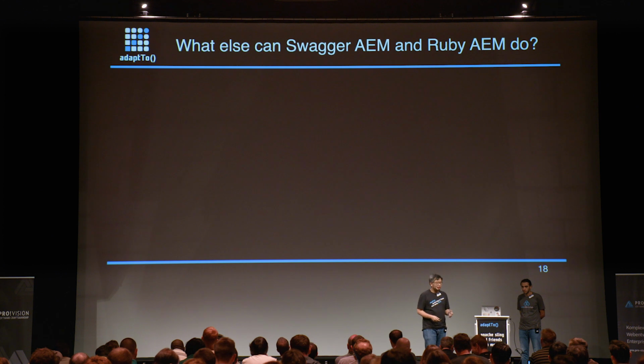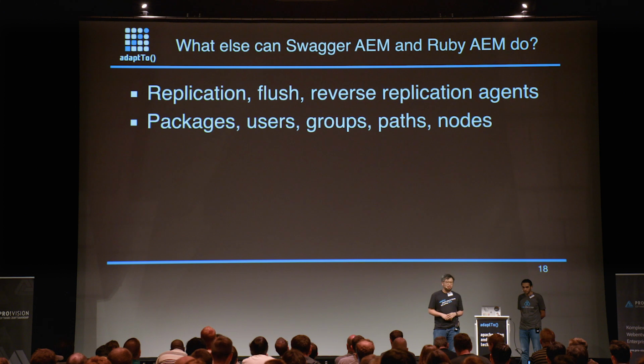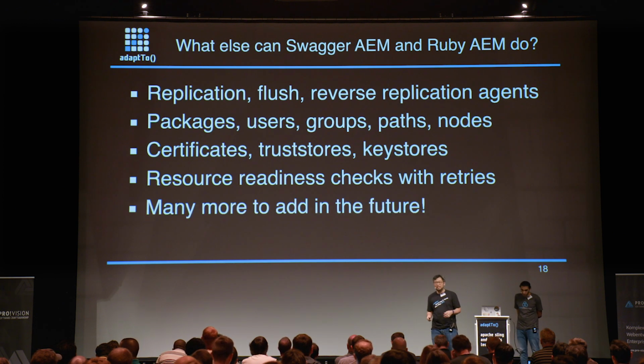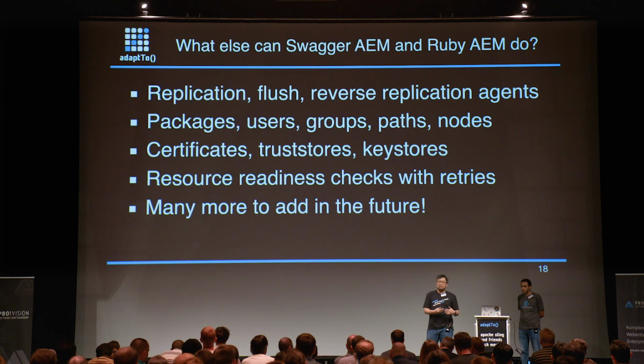What else can Swagger AEM and Ruby AEM do? So it does replication, various replication agents, packages, user groups, they're all resources, certificates, trust stores, key stores, resource readiness checks, to just check the status of AEM. If a package is uploaded, is it uploaded, right? And obviously the use cases could be a lot, and there are so many more APIs that AEM can do, but our scope was based on that infrastructure as code approach, but the OpenAPI specification can just handle more endpoints.